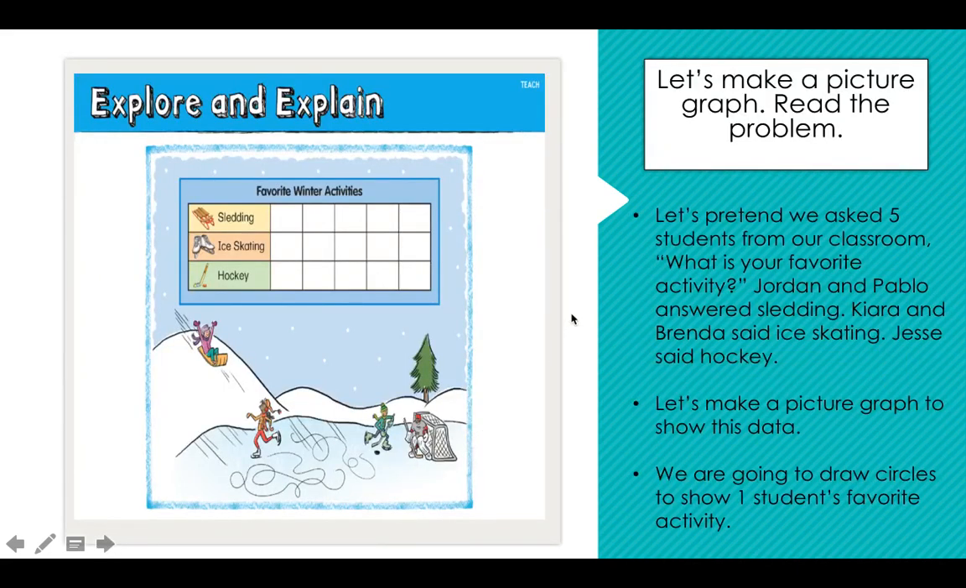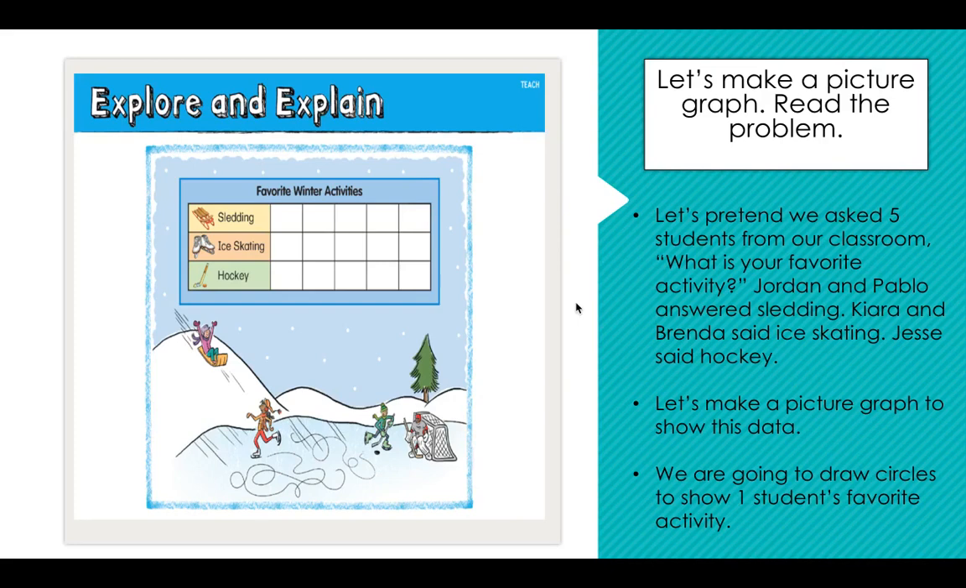Let's turn to the first page. Let's make a graph. Read the problem. Let's pretend we asked 5 students from our classroom, what is your favorite winter activity? Jordan and Pablo answered sledding. Kiara and Brenda said ice skating, and Jessie said hockey. Let's make a picture graph to show this data.